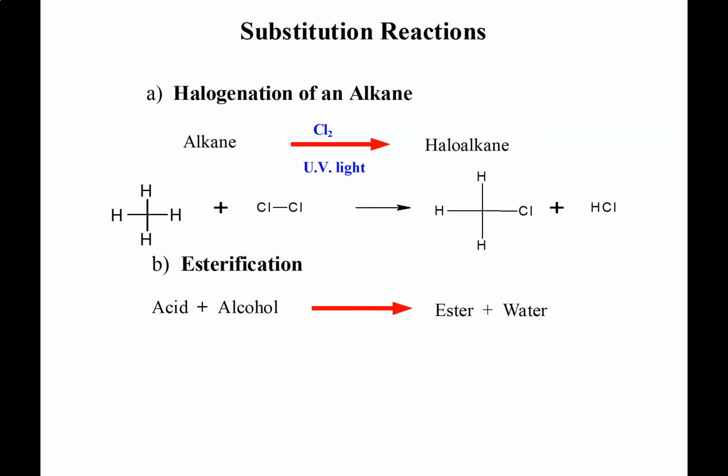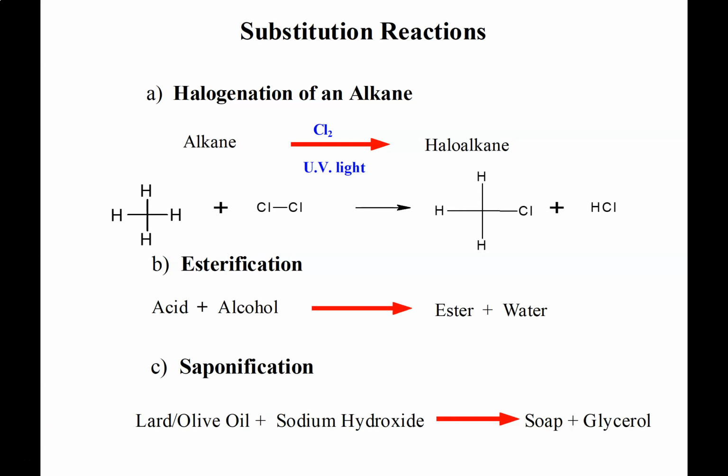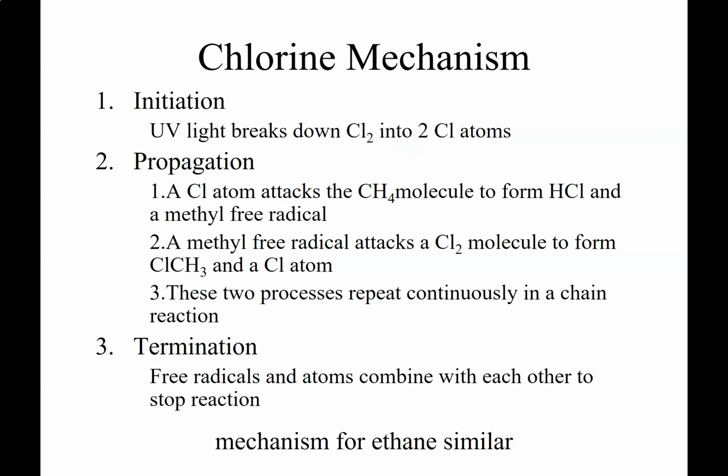Then esterification: an acid and an alcohol coming together to form an ester and water. And saponification is what we looked at in the lab, making soap. So you have lard or olive oil with sodium hydroxide, creating soap and glycerol. So this is our chlorine mechanism. We have an initiation stage, a propagation stage, and a termination stage, which we will look at in a little more detail in a moment, but if you want to pause the video and read down through this now, feel free to do so.